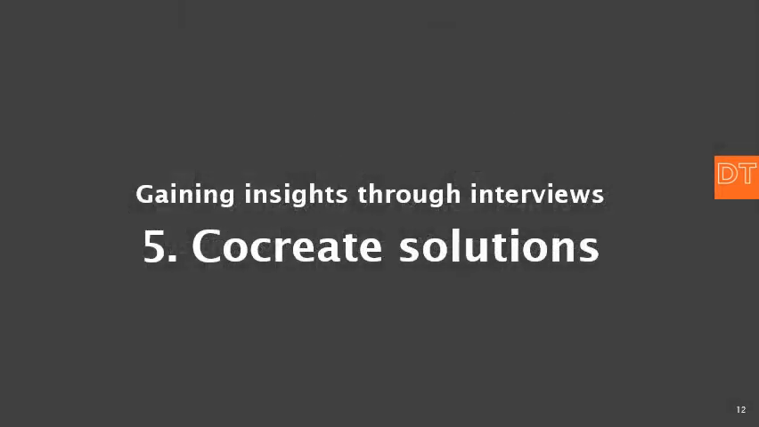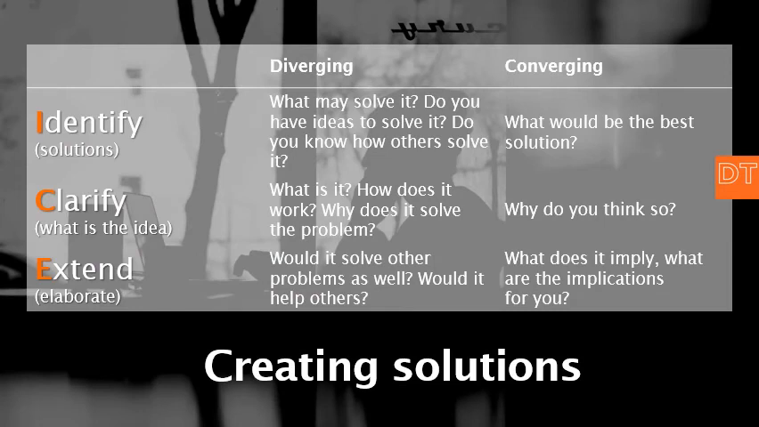Then we can move on to the next stage, stage 5, co-creating solutions with them. This is all about letting them talk about what they think might solve it, what kind of solutions they are considering. And we're going to use the ICE approach once more. So you're going to start with finding possible solutions. So what may solve it?